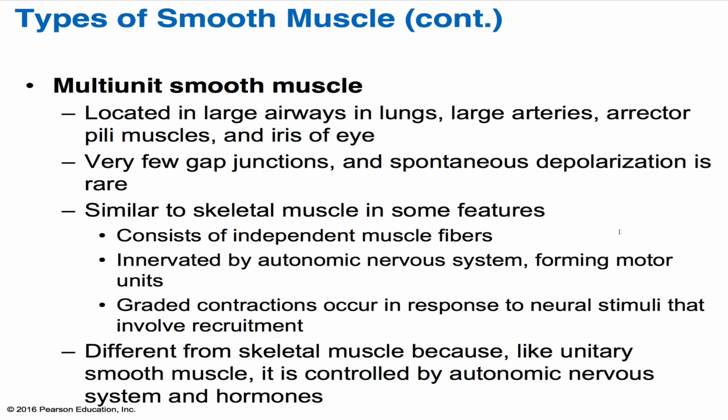Multi-unit smooth muscles are located in large airways in your lungs, large arteries, erector pili muscles, and the iris of your eyes. They have very few gap junctions, and spontaneous depolarization is rare. Like skeletal muscles, multi-unit smooth muscles consist of muscle fibers that are structurally independent of one another. They're richly supplied with nerve endings, each of which forms a motor unit with a number of muscle fibers, and they respond to neural stimulation with graded contractions that involve recruitment. Now, it's different from skeletal muscles because, like unitary smooth muscles, it's controlled by the autonomic nervous system and hormones.